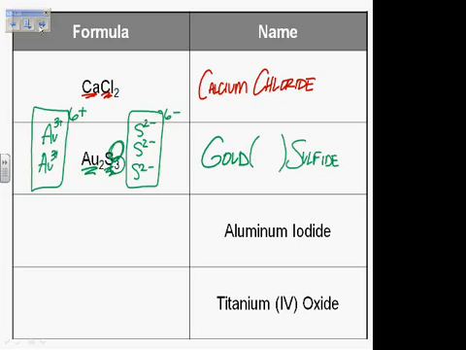So those gold ions are the +3 gold ions, and we say that, hey, that's gold with a +3 charge by using a Roman numeral. The name of that compound is gold(III) sulfide.